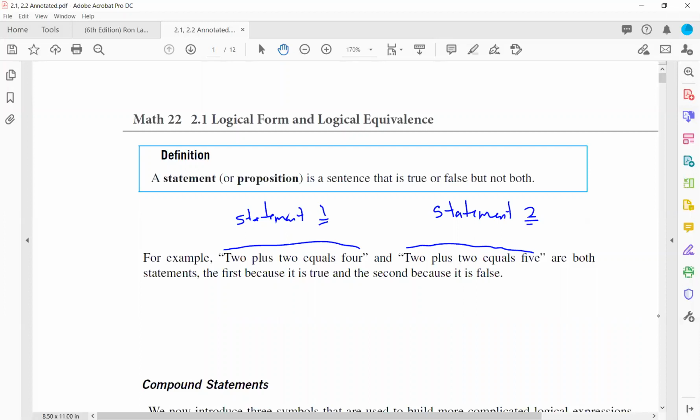We don't care if it's false or if it's true. We just say that as long as you can assign truth or falsity to the statement, that is called a proposition or statement. Obviously, the first statement is true and the second statement is false.